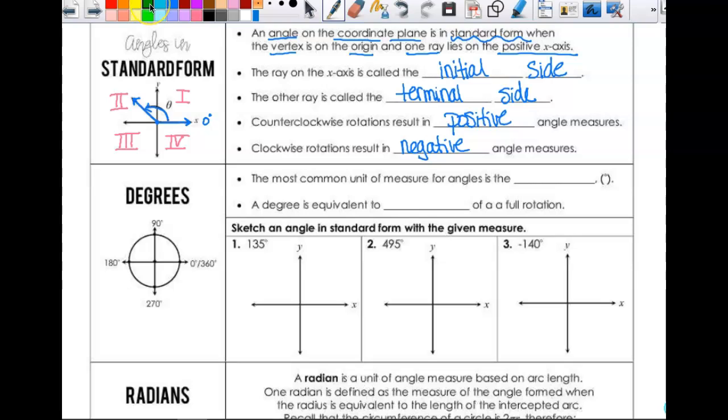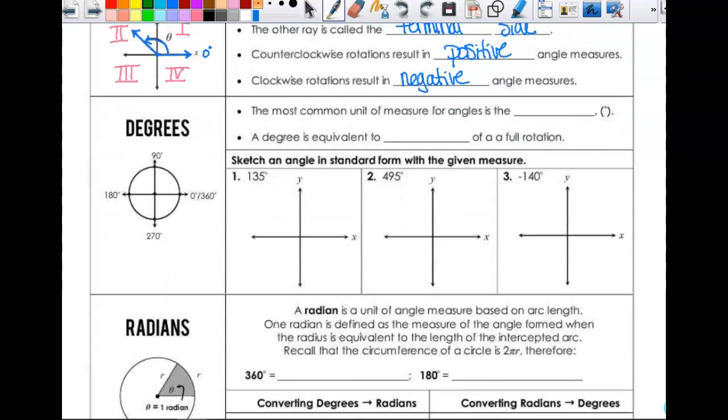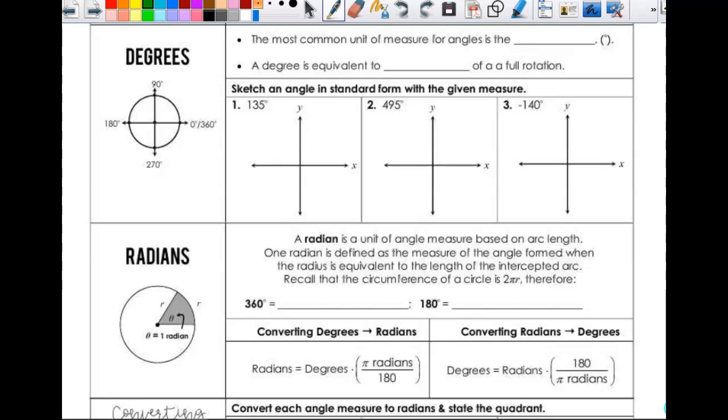Awesome. All right, so the most common unit of measurement to measure angles is the degree, the one you are most likely very familiar with. There's a little degree sign. Start here at 0, go all the way around to 360 degrees. So a degree, meaning 1, is equivalent to 1/360th of a full rotation.